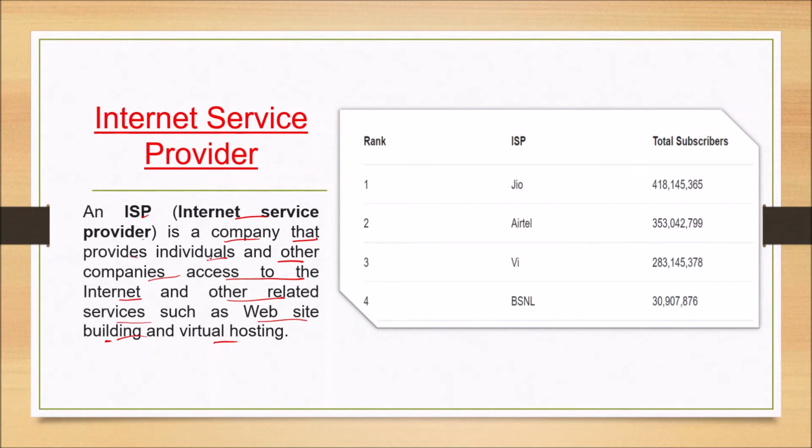There are a number of internet service providers in India, like Jio, Airtel, Vi, BSNL. At rank 1, Jio is there with this many subscribers: 418,145,365 subscribers. And then at the second rank, Airtel is there, which has 353,042,799 subscribers. In the same way, at the third position we have Vi, and at the fourth position we have BSNL with this many subscribers.